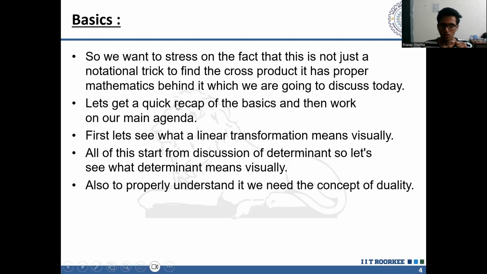But to get to that place, we need some basics. We want to stress the fact that this is not just a notational trick. It has proper mathematics behind it. Also, we will first see linear transformation and what it means visually, and also discuss the determinant and its visual interpretation. And we also need to understand the concept of duality for that.